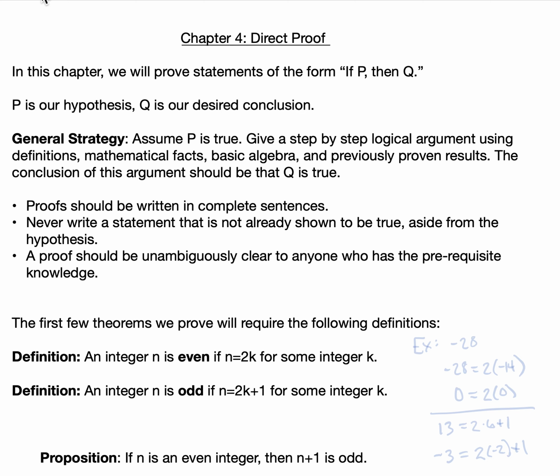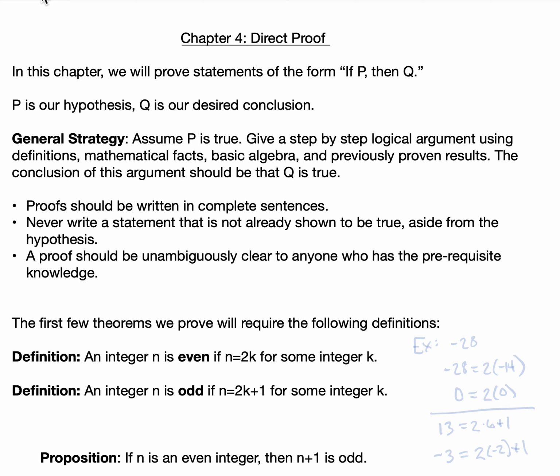A few notes about proofs. Proofs should be written in complete sentences. These can be regular English sentences or mathematical sentences using logical symbols that we've used so far in this course. Never write a statement that is not already shown to be true, aside from stating the hypothesis. The format of this might be assume that the hypothesis is true or suppose that P is true. A proof should be unambiguously clear to anyone who has the prerequisite knowledge.